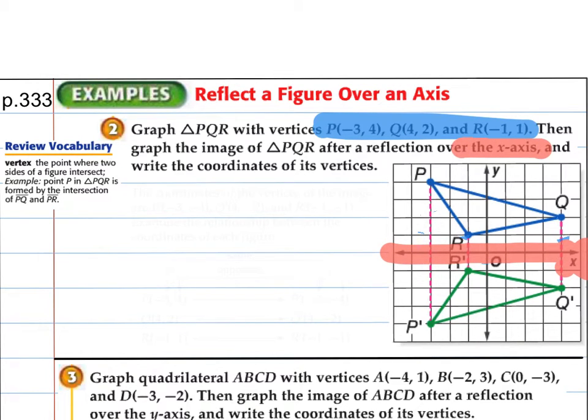And then we're going to write the coordinates of the new vertice. So it has multiple steps. We need to graph, and then write. So again, I'm just going to count up that R is 1 away, so it's going to be 1 away in the other direction.